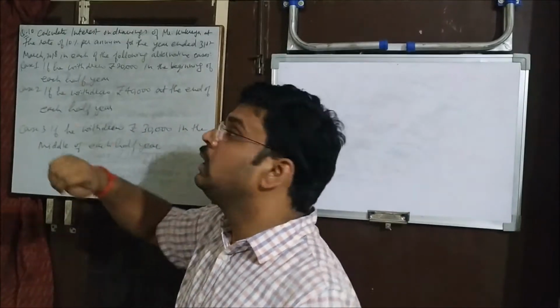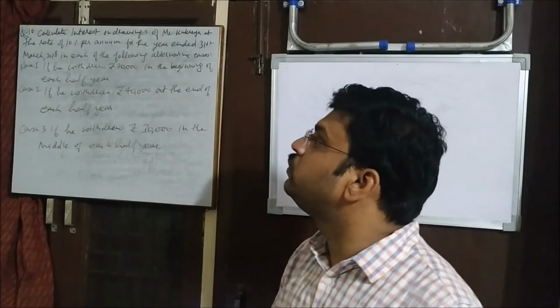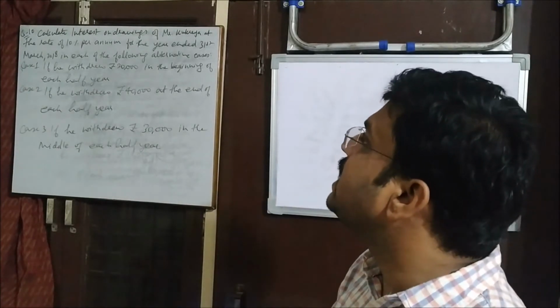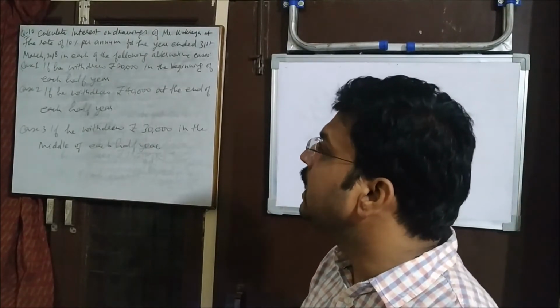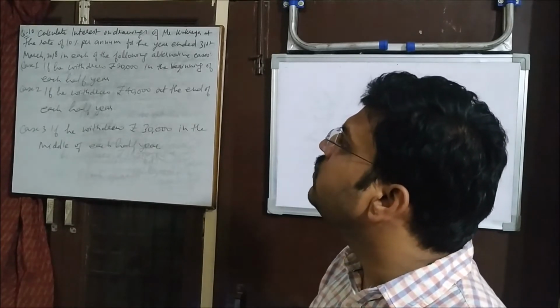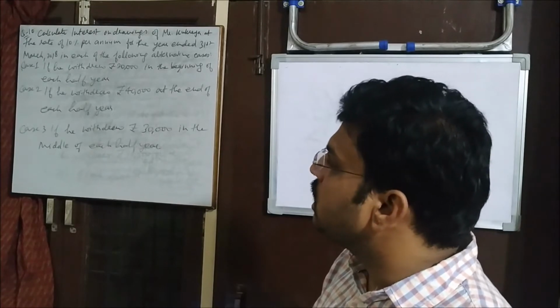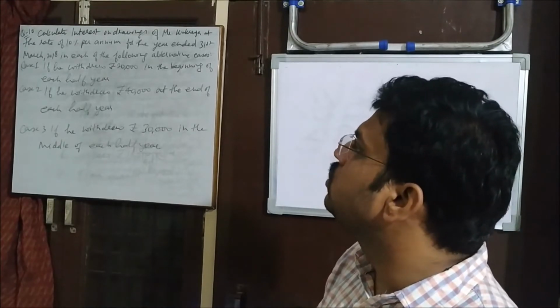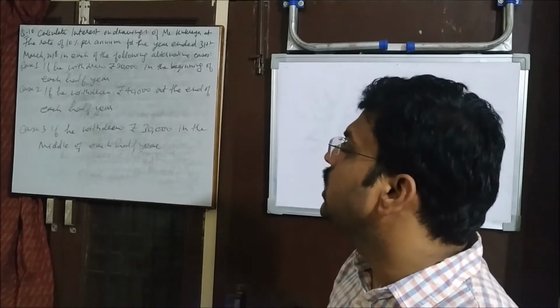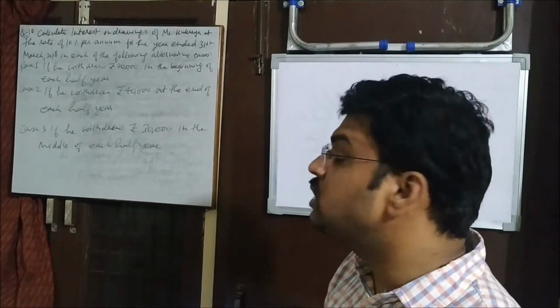Let's read the question. Calculate interest on drawings of Mr. Kukreja at the rate of 10% per annum for the year ended 31st March 2018 in each of the following alternative cases. Case 1, if he withdrew rupees 20,000 in the beginning of each half year. Case 2, if he withdrew rupees 40,000 at the end of each half year. Case 3, if he withdrew rupees 30,000 in the middle of each half year.